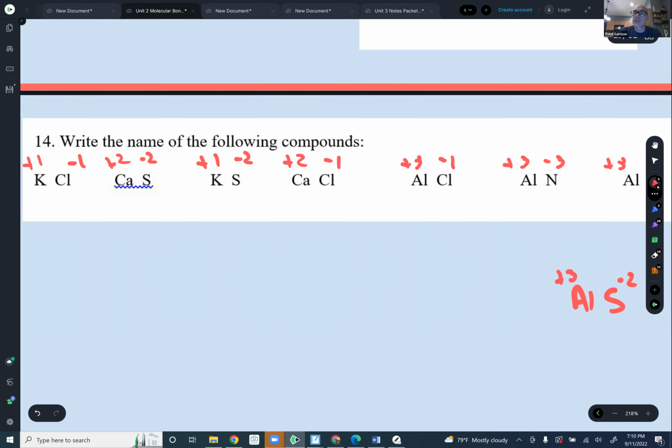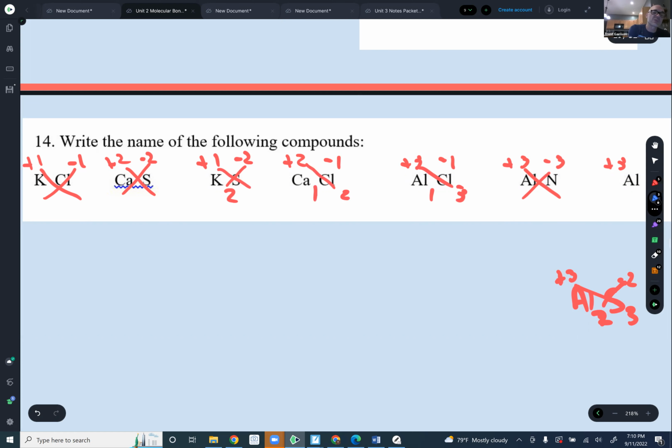-2 +3. All right. So crisscross applesauce, they canceled out. Crisscross applesauce, they canceled out. Crisscross applesauce, that one cancels out. All the other ones I do need to figure out. So the 2 crossed over, the 1 crossed over. The 2 crossed over, the 1 crossed over. The 3 crossed over, the 1 crossed over. And then down here, the 2 crossed over and the 3 crossed over.